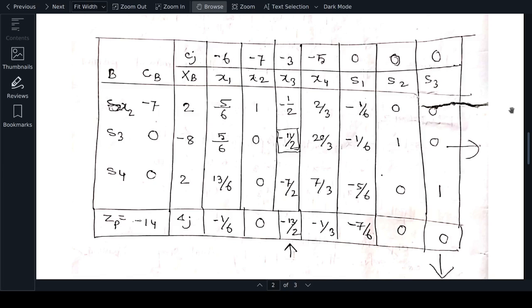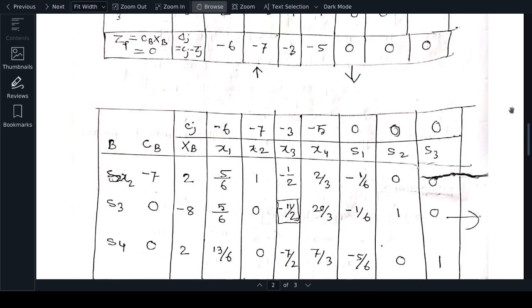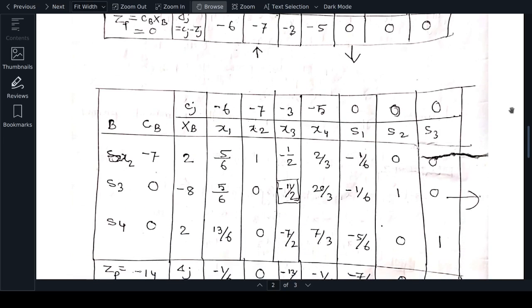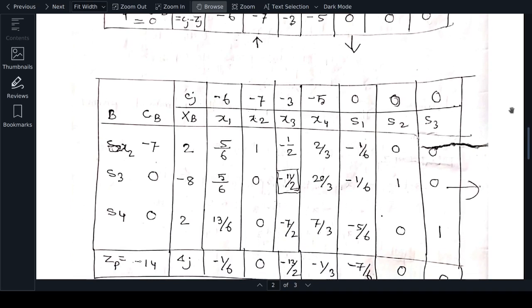Again, in the second row, the B value is S3. The basic variable is S3. Its coefficient is 0 and remains the same. And the next one is S4. The coefficient is 0 in the objective function. So in CB, this is 0.